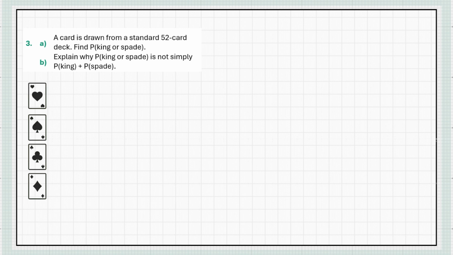So here are the 4 suits. You have your hearts, your spades, your clubs, and your diamonds. In each of these, you have an ace, a 2, a 3, a 4, a 5, a 6, a 7, an 8, a 9, a 10, and a jack, a queen, and a king. Every single one of these has exactly the same cards, which means that there are 4 of each card in the total set of cards.